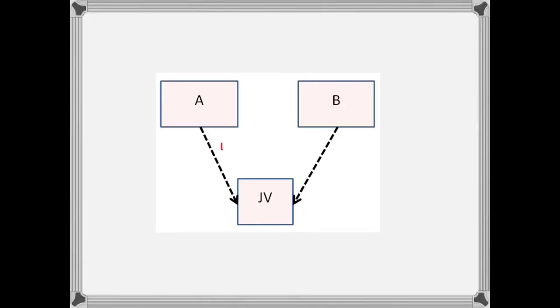So A has put in $400,000, and I'm just going to do it in thousands. B has put in $600,000. At the end of the year, the joint venture is worth $650,000. So that is the net assets in the joint venture.